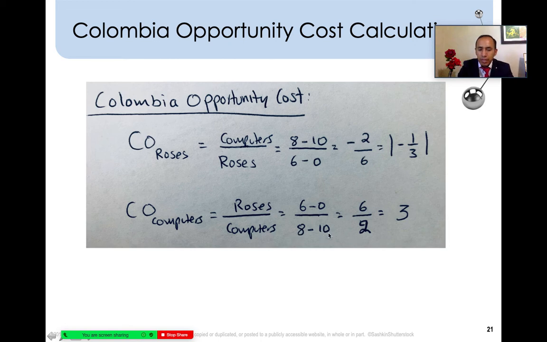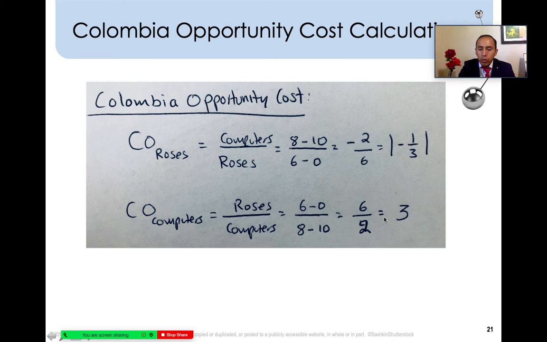8 computers minus 10 gives you negative 2. This should be negative 2. If you take the absolute value, it will be positive. And then for roses, you produce 6 roses minus 0, so you have 6 roses divided by negative 2. It's equivalent to negative 3 in absolute value.